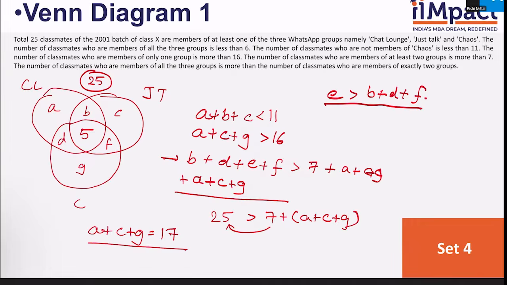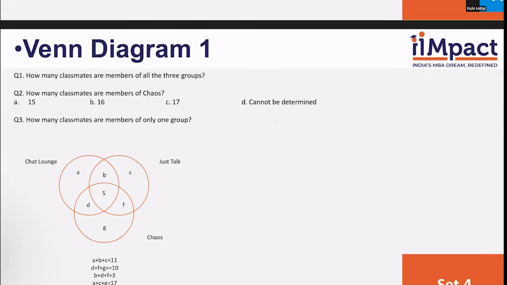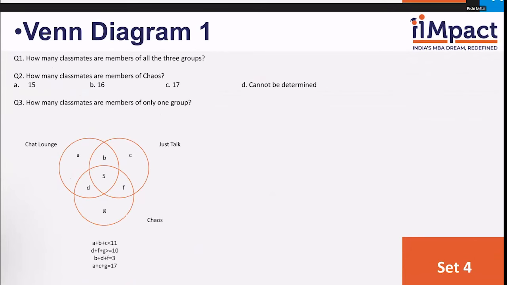Okay. Now let's move forward. How many classmates are members of all three groups? We've already established that it's 5, right? How many classmates are members of Chaos? Chaos is 5 plus D plus F plus G. Now D plus F plus G, we have a limit, but we cannot say for sure, so cannot be determined. How many classmates are members of only one group? So A plus C plus G, we figured that to be 17. Very simple.